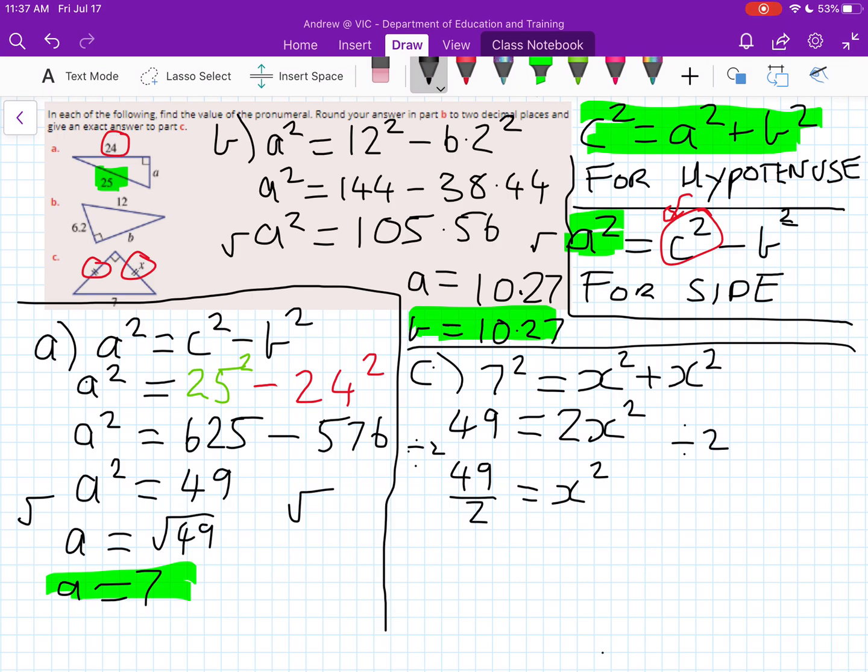And now I'm just going to switch the sides, so we need to square root both sides though. So x is then equal to the square root of 49 over 2. And we actually leave it like that because we read the question, give an exact answer in part c. Okay, so this is exact. If you round this to a decimal, this actually doesn't make it an exact answer. So that's how you go about working out these problems. So hopefully this helps, and good luck.